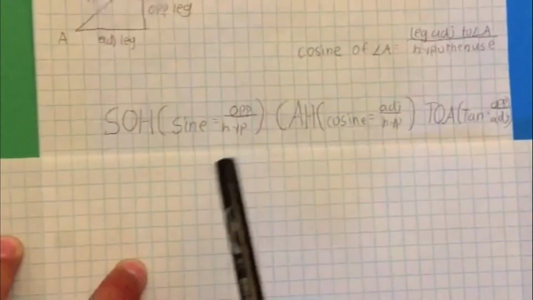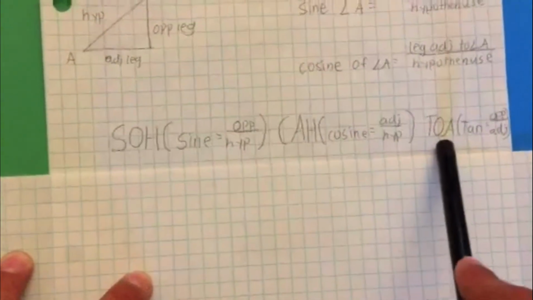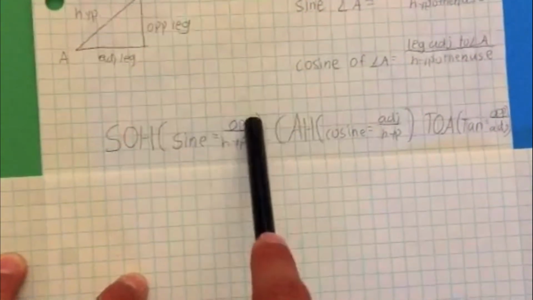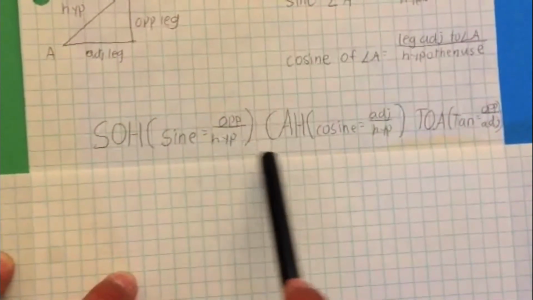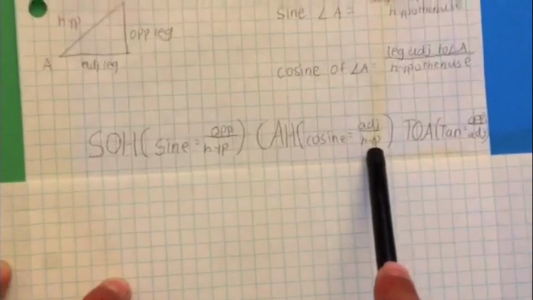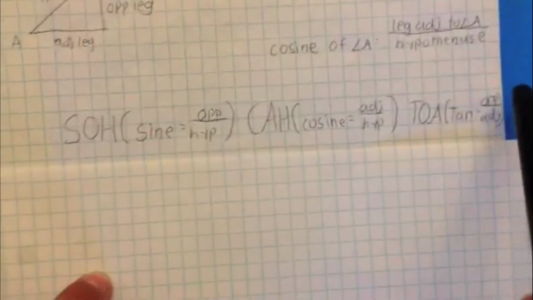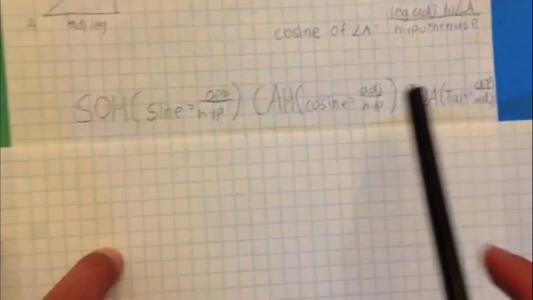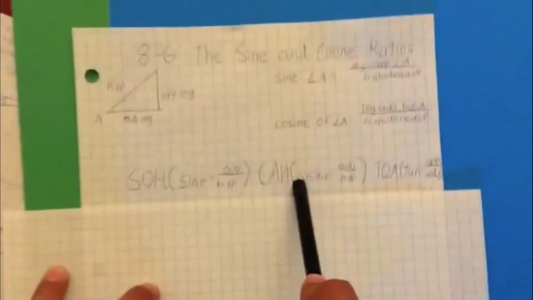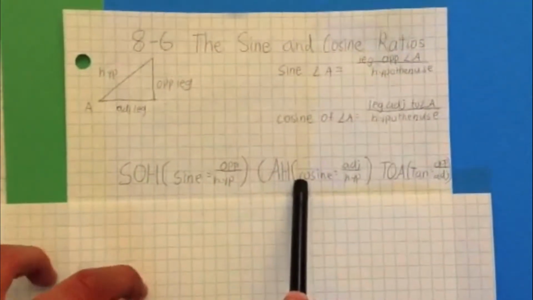Now, here's an easy way to memorize this. SOH CAH TOA. Sine equals opposite over hypotenuse. CAH is cosine equals adjacent over hypotenuse. TOA, tangent, is equal to opposite over adjacent. This is very similar to the tangent. And you can also use the table of trigonometric ratios for this too.